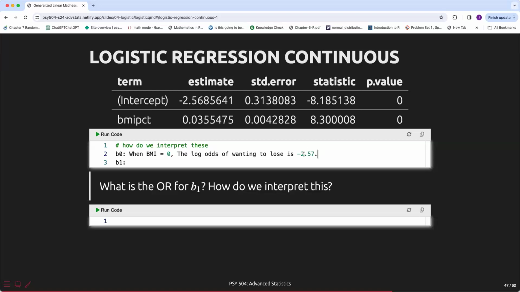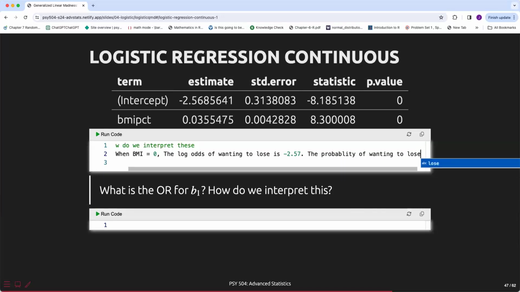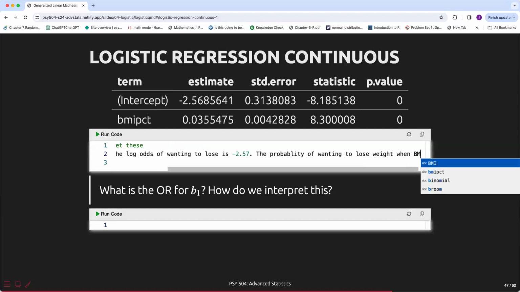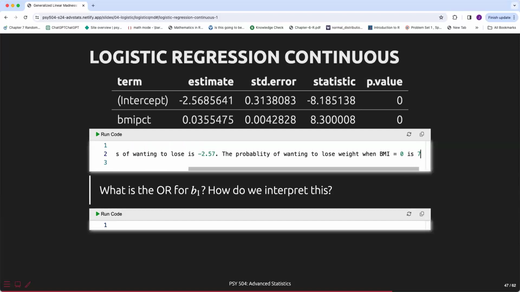We can also transform this into a probability. So what would that probability be if we were to transform that? Someone want to do that calculation for me? You could just use the code chunk underneath there to run it. 0.07. So we can say that the probability of wanting to lose weight when BMI equals 0 is, you said 7%? Is 7%. So fairly low.